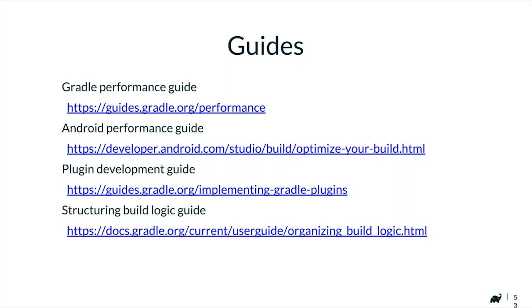Okay, so I just have a few resources. We have a really nice performance guide that explains a lot of the things that we just talked about. The Android team has written a performance guide with Android specifics, like the Crashlytics issue, for instance. We have a plugin development guide that discusses performance aspects of when you're writing your own plugin. So that's very interesting for build engineers, but also for plugin authors, for community plugins. Absolutely. And then we also have the organizing build logic chapter, which talks about, hey, how do I organize the logic in my builds? How do I break down build scripts into smaller things, into plugins?